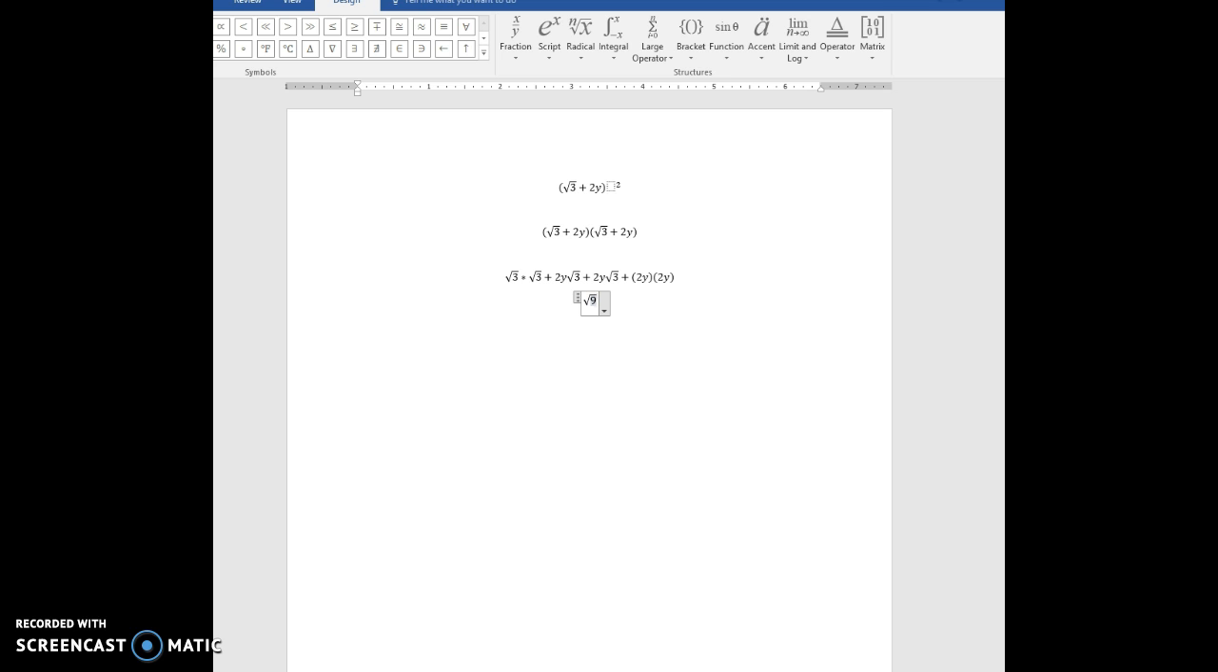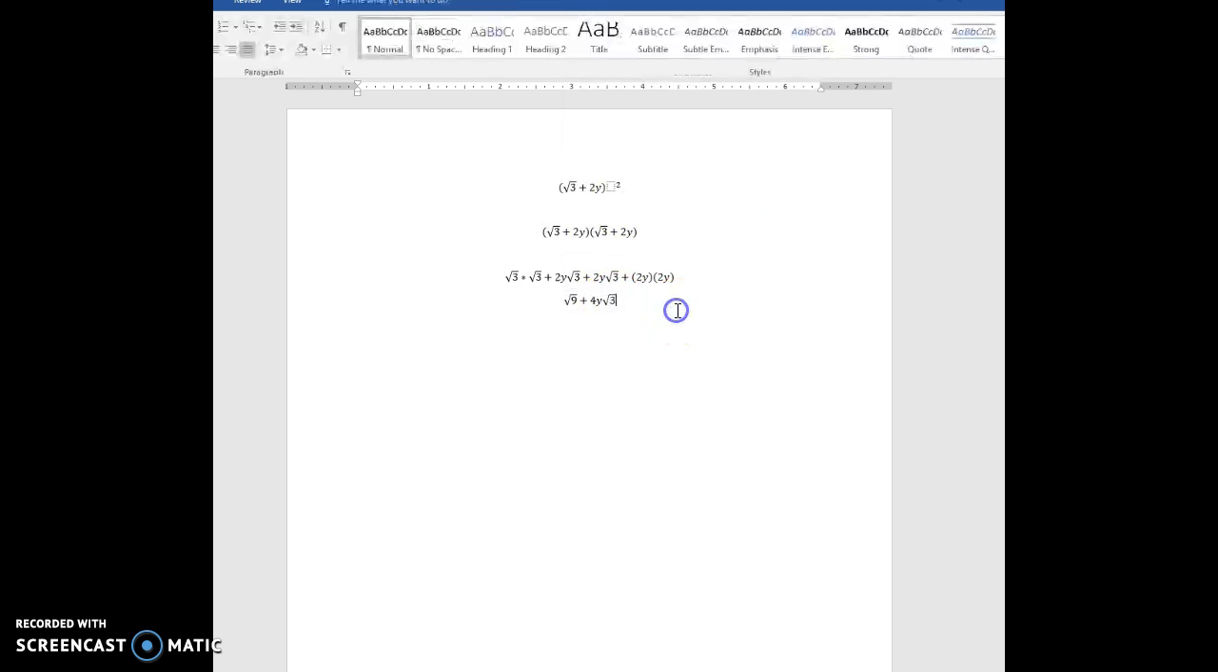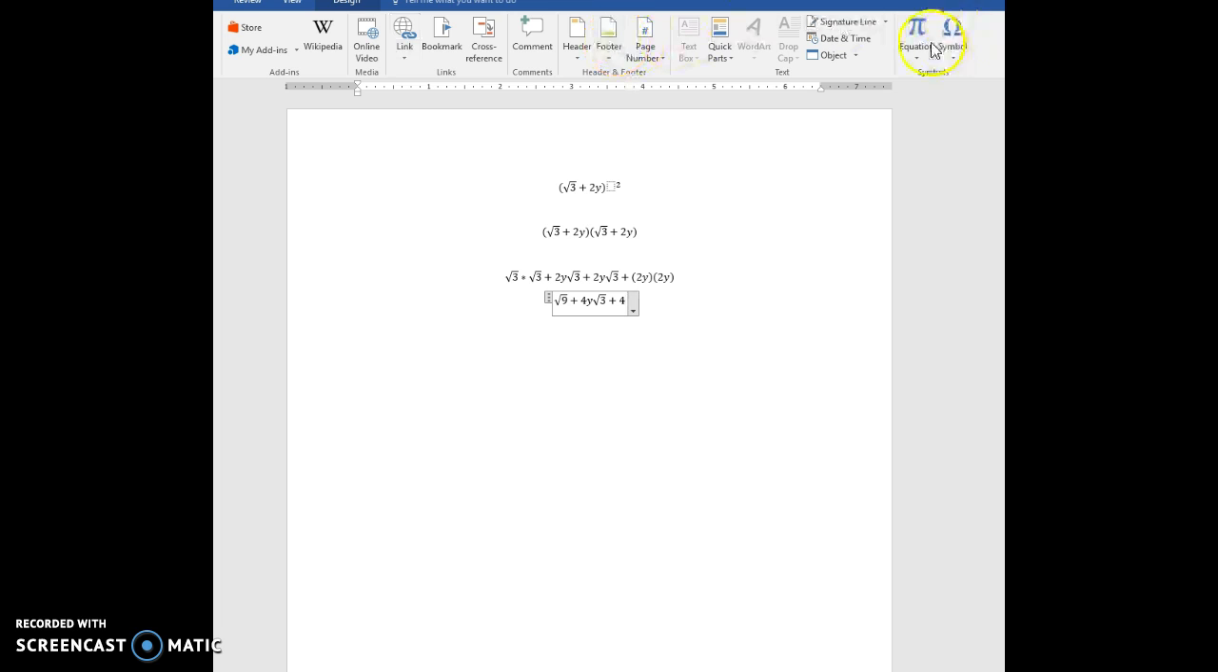I know it's 3. And then 2y square root of 3 plus 2y square root of 3 is going to be 4y square root of 3, because those are like terms. All their variables are the same, and I can add their constants together. And then plus 2y times 2y is going to be y squared, 4y squared, is what that is.